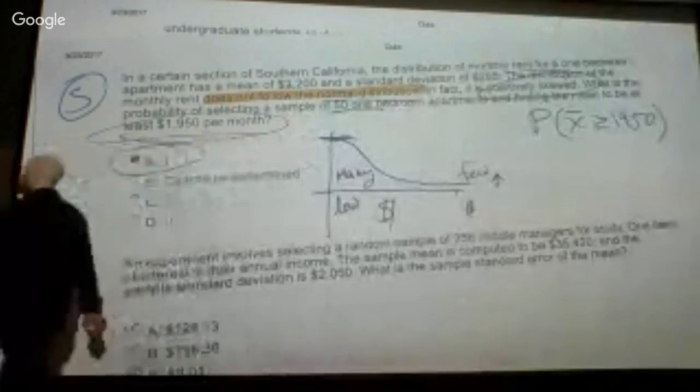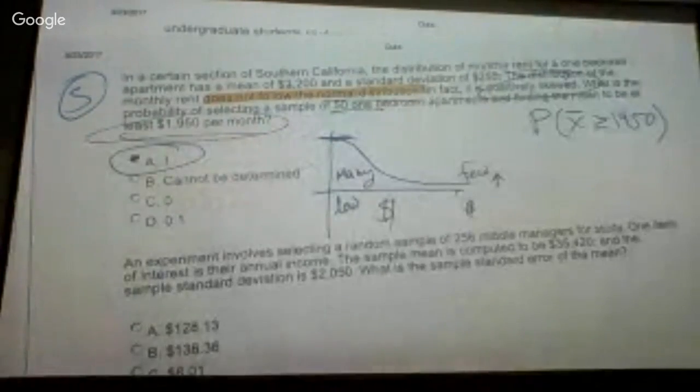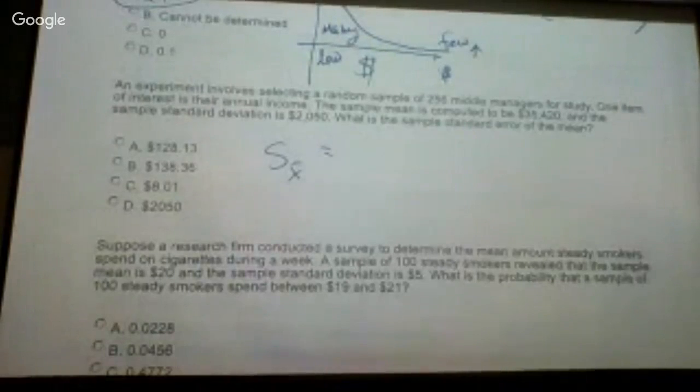Thanks, guys. Number 6, an experiment involving selecting a random sample of 256 middle managers for a study. One item of interest is their annual income. The sample mean is computed to be 35,000 and change, and the sample standard deviation is about $2,000. What is the sample standard error of the mean? How do you calculate that? You'll know before you leave today.